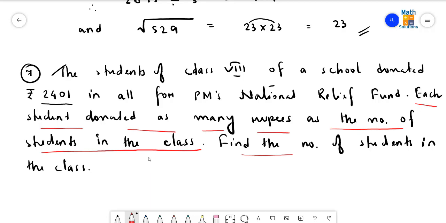because it is given that the number of students is equal to the amount of money donated by each student. So in this case, if I consider that the number of students is X, then the amount of donated money will also be X. Yes or no? For each student, the donated amount of money will also be X. So what can I write here?